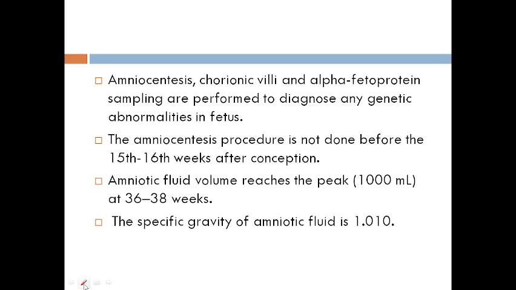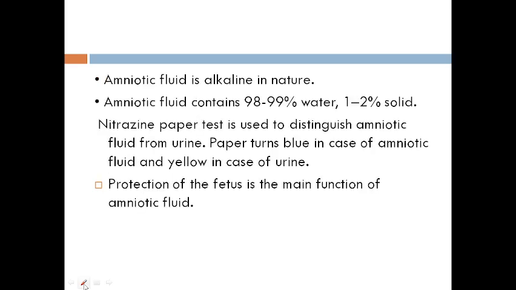The amniotic fluid level will reach the maximum peak level, minimum 1000 ml, at 36 to 38 weeks of pregnancy. The specific gravity of amniotic fluid is 1.010. Amniotic fluid is alkaline in nature. Amniotic fluid contains 98 to 99 percent water and 1 to 2 percent solid.